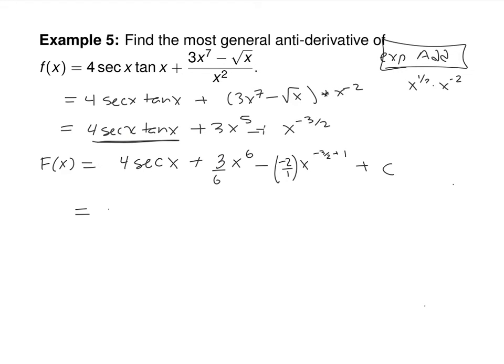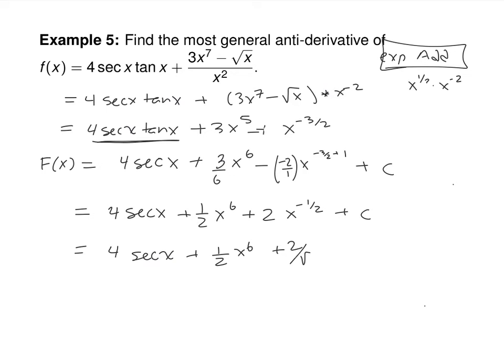So this will be 4 secant x plus 1/2 x to the 6th plus 2x to the negative 1/2. Dane, did you get the 2? Okay. So that's 4 secant x plus 1/2 x to the 6th plus 2 over root x plus c.